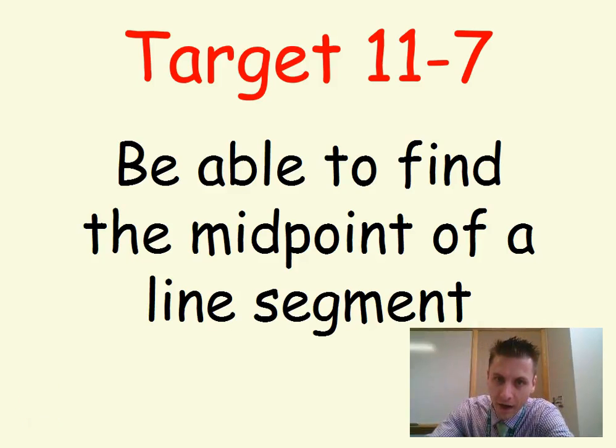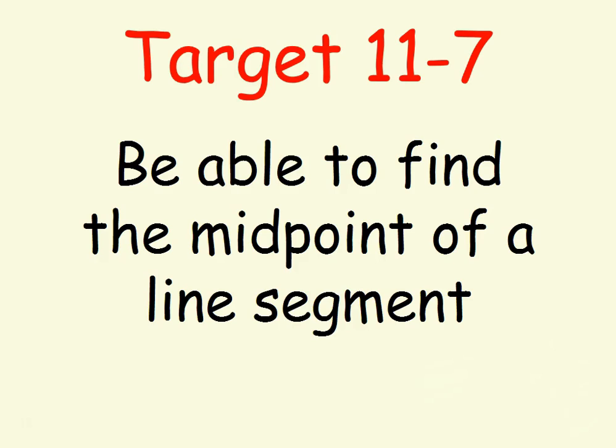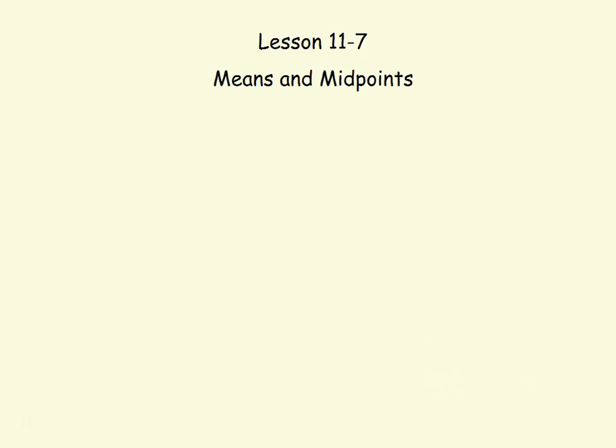All right, folks, now we're going to find the midpoint of a line segment. So your target from 11.7 is to be able to find the midpoint of a line segment. So what does that look like? How do we do that? So 11.7 is means and midpoints, because the midpoint is a mean or an average.